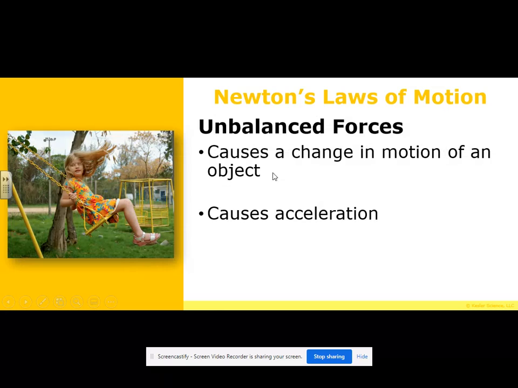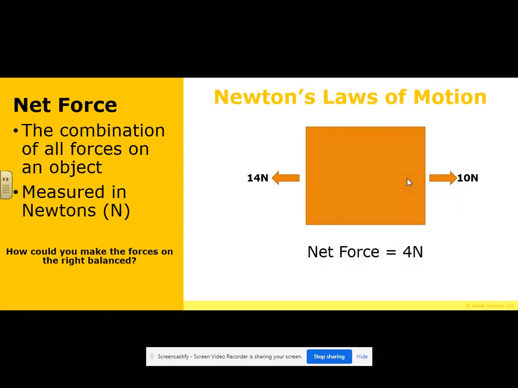Unbalanced forces can cause a change in the motion. So they can cause a change in the speed that the object is going, so they can accelerate an object. They can cause a change of direction. They can stop an object from moving, or they can start an object from moving.